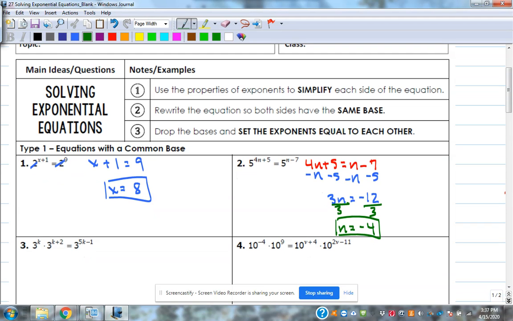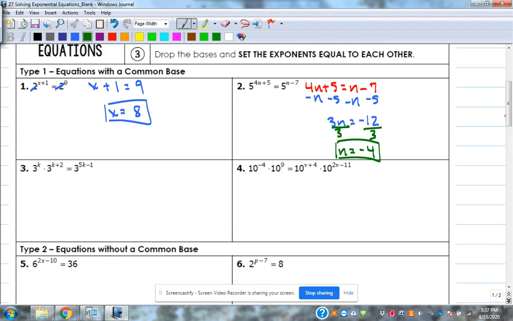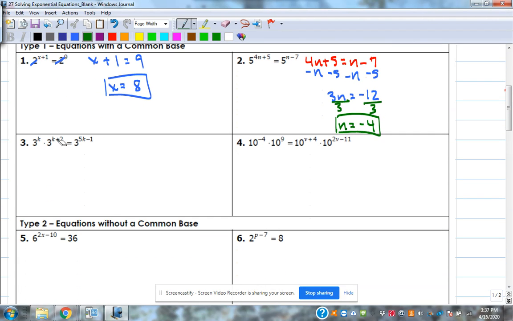When we get down to number 3 and number 4, they're a little bit more difficult because you've got more than one thing on one of the sides or both sides. So for number 3, you've got 3 to the k power and 3 to the k plus 2 power. So on this side, we've got some things that we need to simplify.